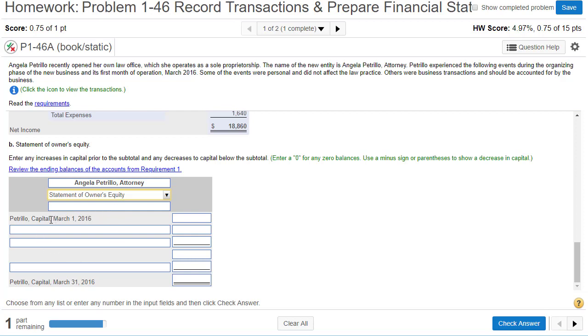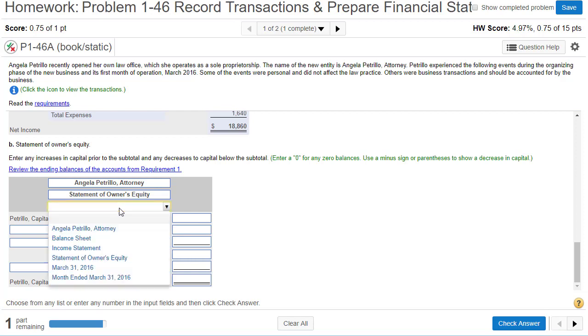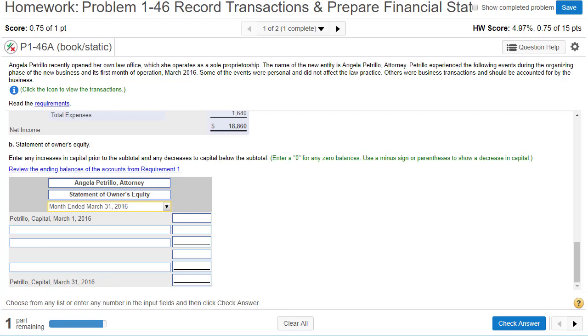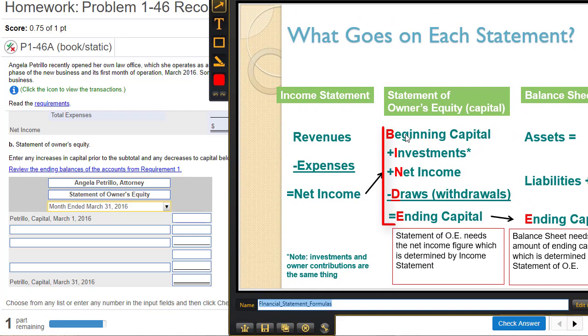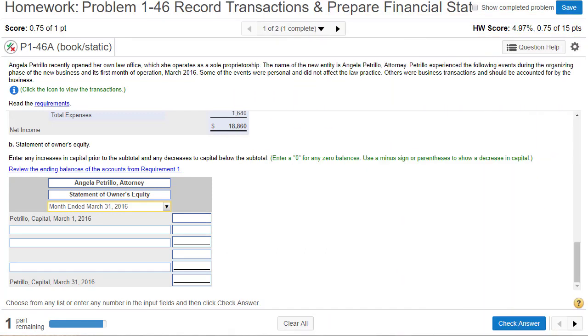Well, if you look at this, we've already got the dates in there. It's going to show us what happened to capital from March 1st to March 31st. So it's a period of time, and that period of time happens to be for the whole month. So we're going to say month ended. Now, let's get back to our formula. So the formula says we need to start with beginning capital. So that means the beginning of the time period.